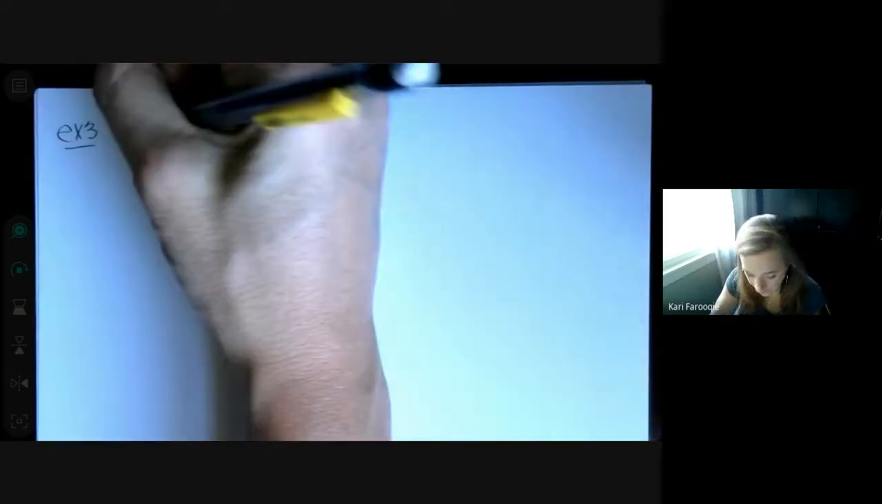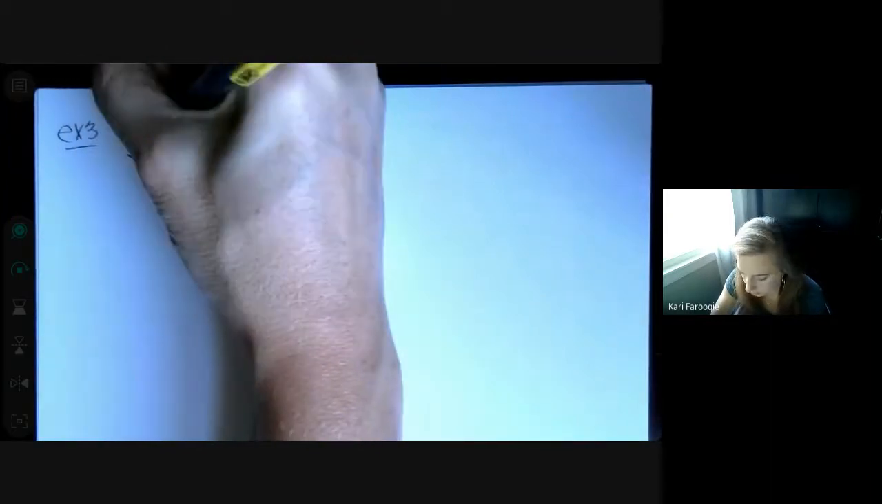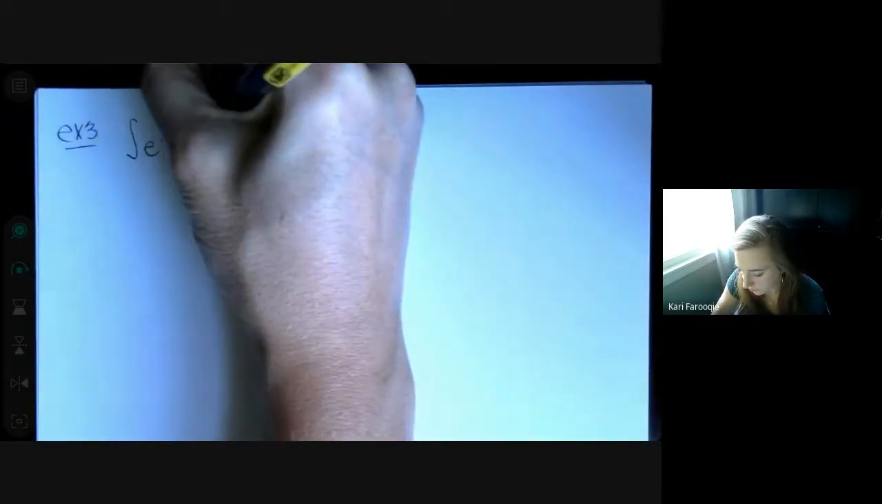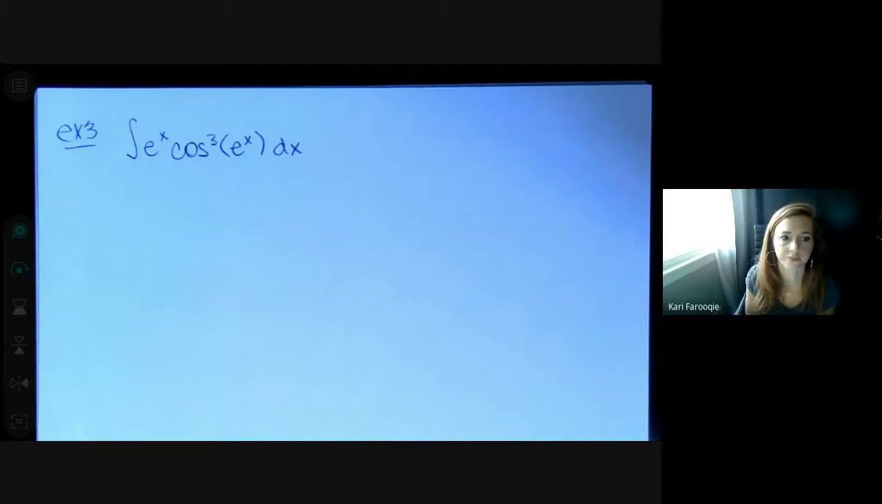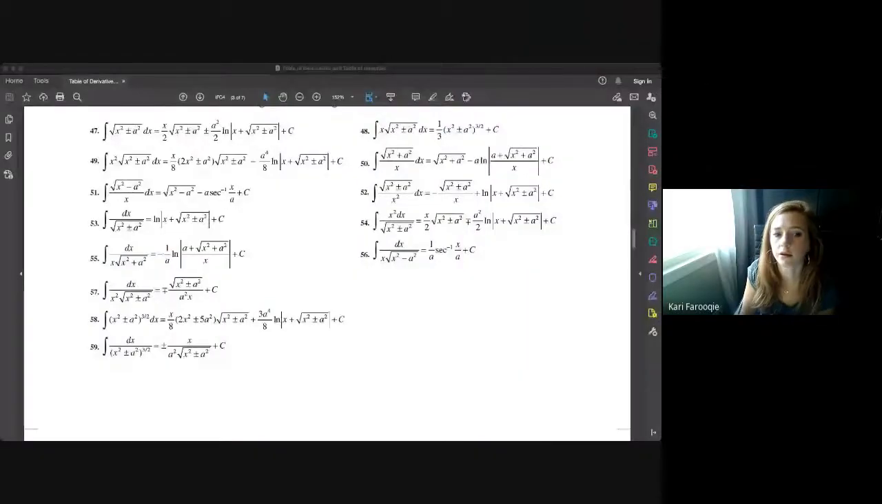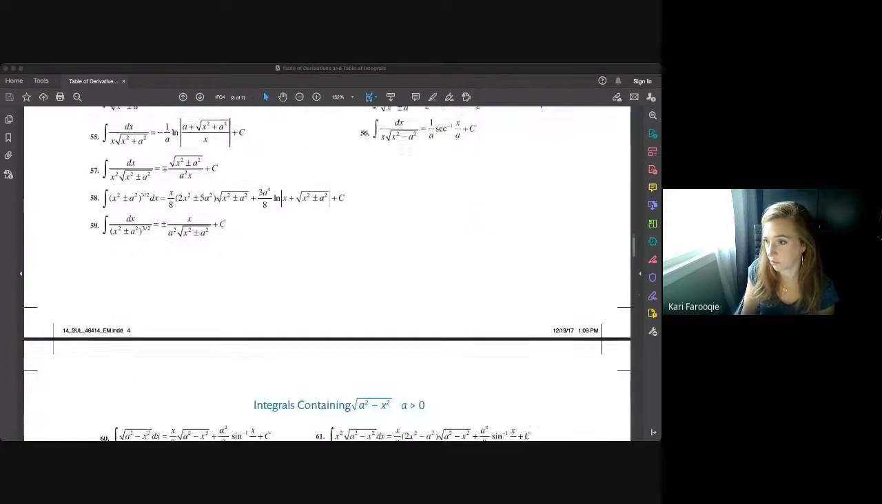So for example 3, we're going to look for the integral of e to the x cosine cubed e to the x dx. Now, this one's kind of tricky because you're not going to find a formula that exactly matches this. However, if you want a good idea of what you need to rewrite this as, go back to your table and look at what's available. Sometimes we just have to see what there is, and then we fit our problem to that integral, whatever it may be. So I'm looking for something that has to do with a cosine cubed.